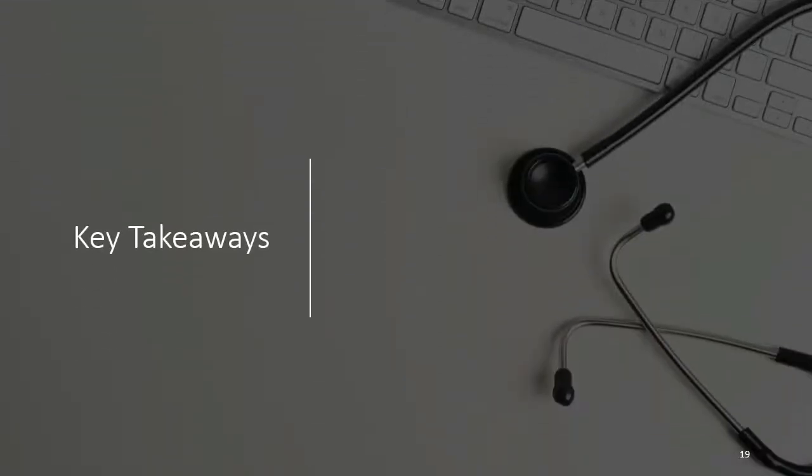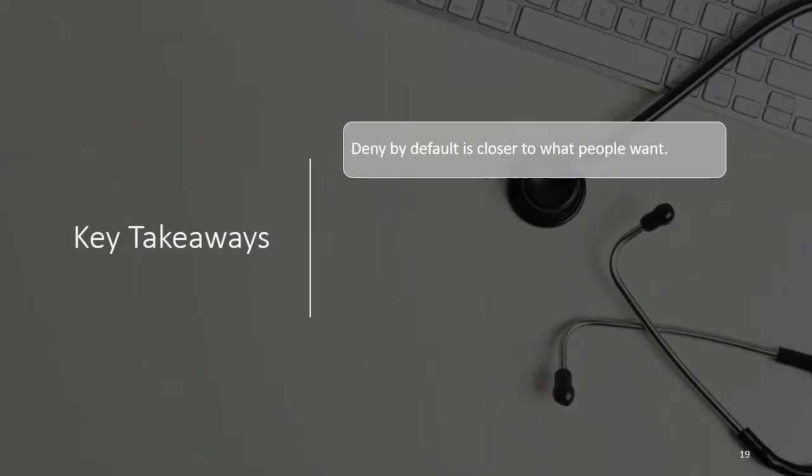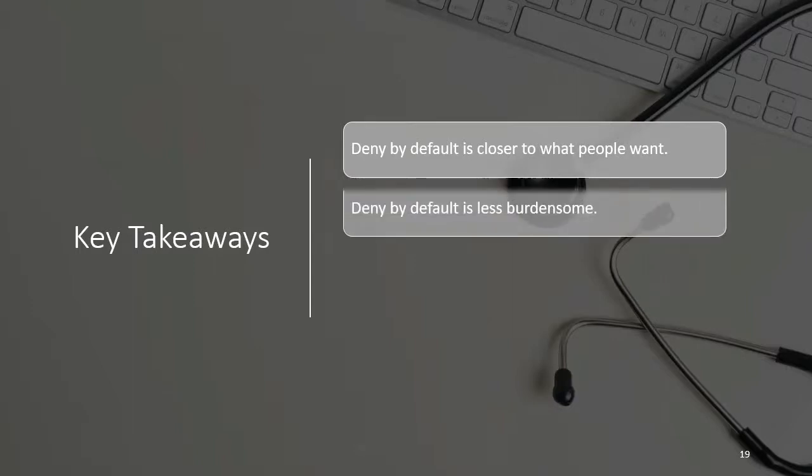So the key takeaways from this particular part of our study were as follows. Deny by default settings are much closer to what people want, and we could clearly see this earlier when people expressed their preferences to opt out. But we also see here that deny by default is less burdensome. People need to make less decisions and need to change less settings when we have deny by default settings.